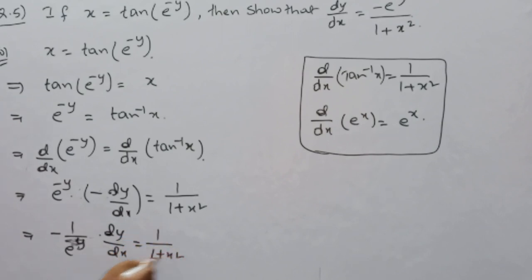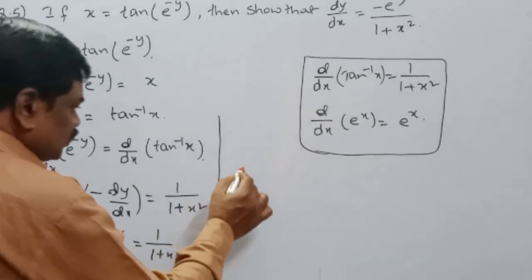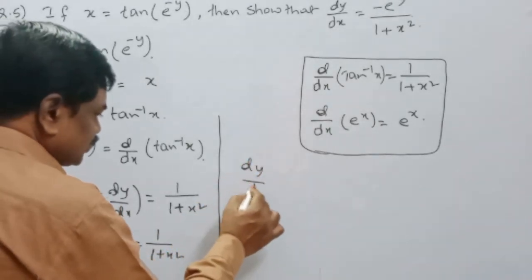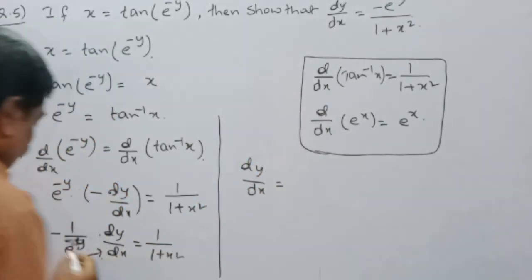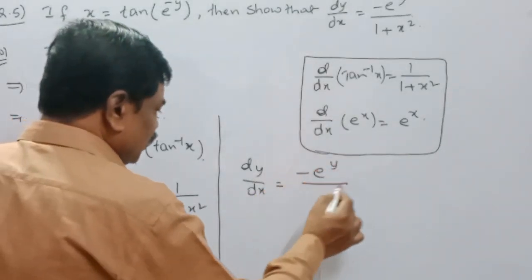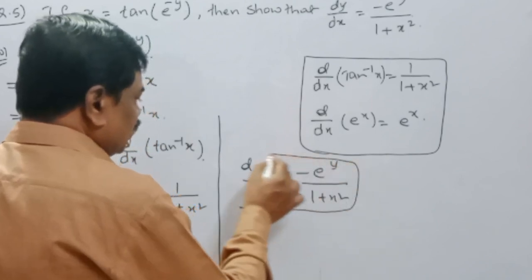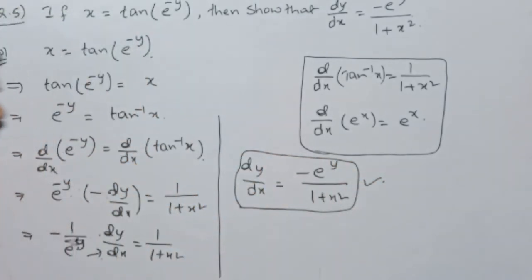1 by 1 plus x square. By cross multiplication, dy by dx is equal to, you can take the minus to this side, minus e power y by 1 plus x square. So this is the result. Okay, all of you, that's our dy by dx is equal to minus e power y by 1 plus x square. That's all.